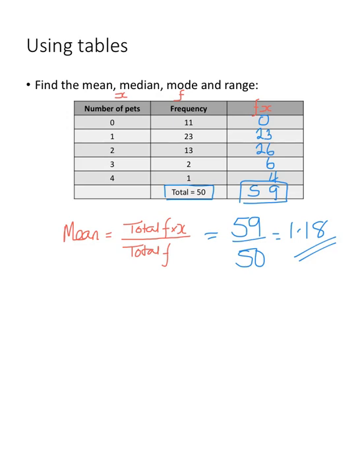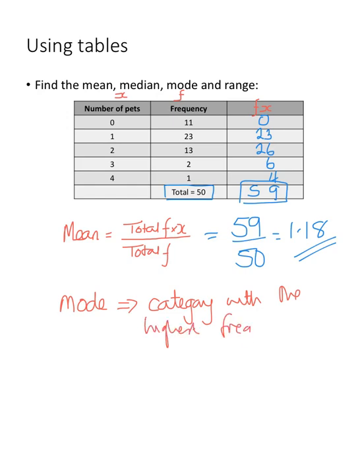Now the mode is the item that has the most in it. So for the mode, you need the category with the highest frequency. So in this case, our highest frequency here is 23, so our modal number of pets is 1. So that's our modal value.